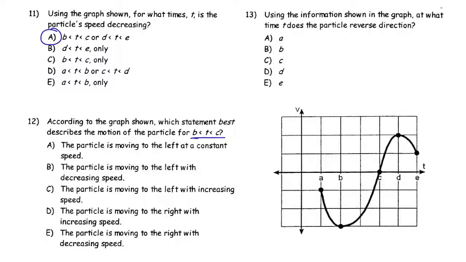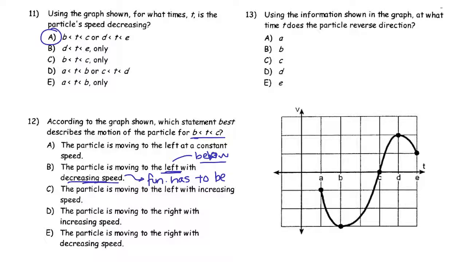Okay, so let's look at B. The particle is moving left with a decreasing speed. Left, well, that's below. Okay, so that does say below, with decreasing speed. So that means if my speed is decreasing and I'm below, then my function itself has to be increasing.